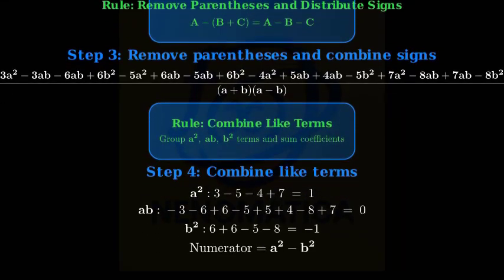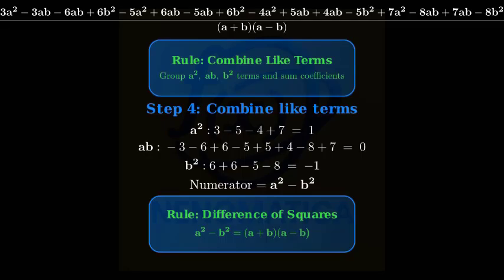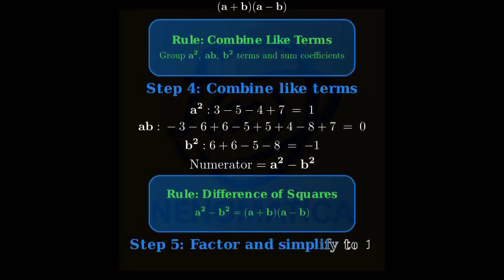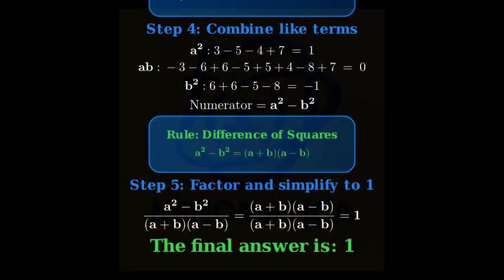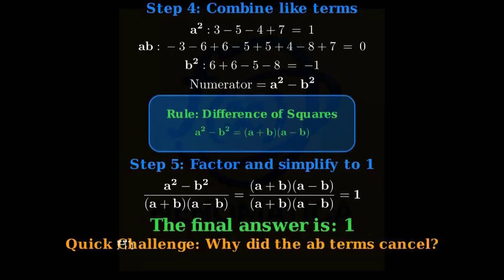Quick challenge: why does the difference of squares factor as (a plus b) times (a minus b)? Step 5. Factor the numerator and cancel with the denominator to get 1. Quick challenge: why did the ab terms cancel out completely? Think about the symmetric positives and negatives created by distribution.